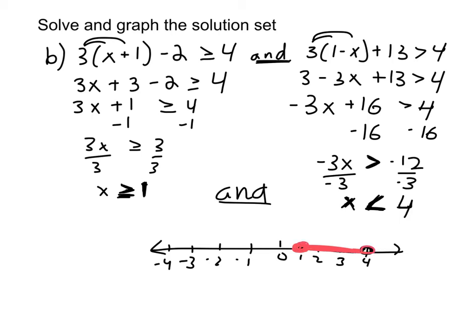Okay, so my solution in interval notation, I would have a closed bracket at 1, right, because of the equality that's there. I can equal 1. So I have a closed bracket at 1, and then I go all the way to 4, and then I have a soft bracket, or soft parentheses. So it means that I get infinitely close to 4, but I never reach it.